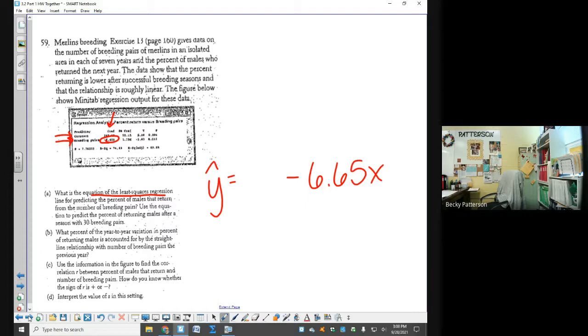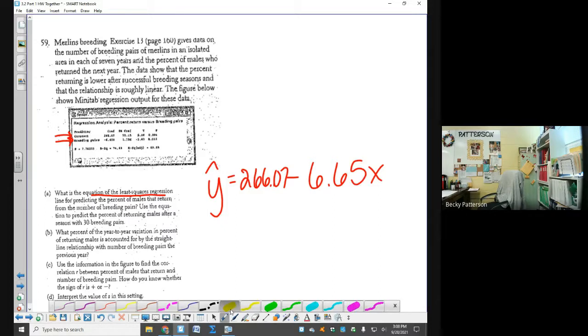What is your y-intercept? 2.66, uh-huh. 0.07, yep. 266.07.